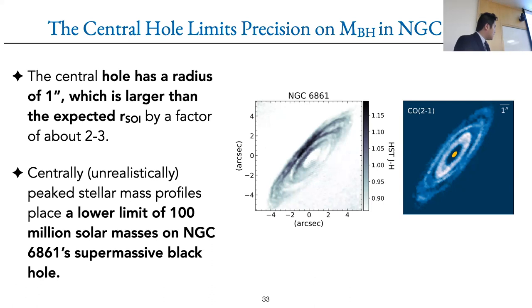So I also tried to find a lower limit to this measurement, essentially finding the lowest black hole mass that can be used in the models that can still somewhat fit the data, and found a lower limit of about 100 million times the mass of the sun. So about a full order of magnitude from 1 billion is the low end of what it can do in terms of reproducing the observed kinematics.